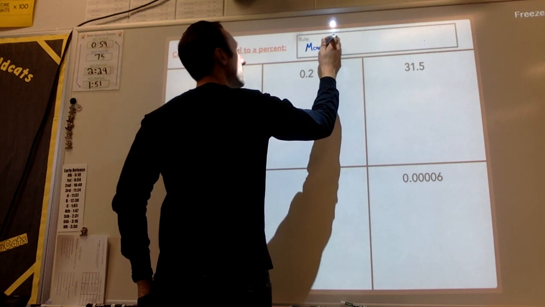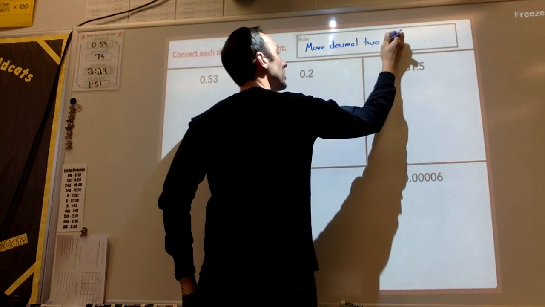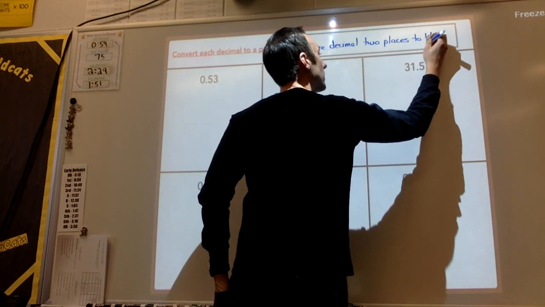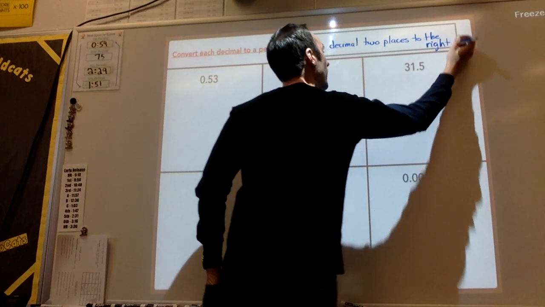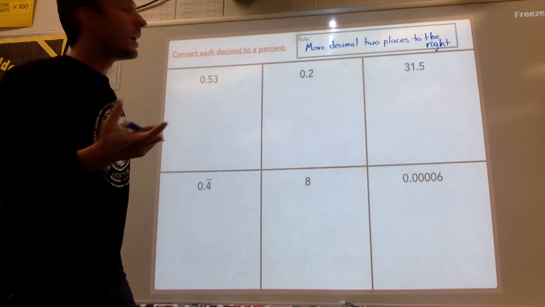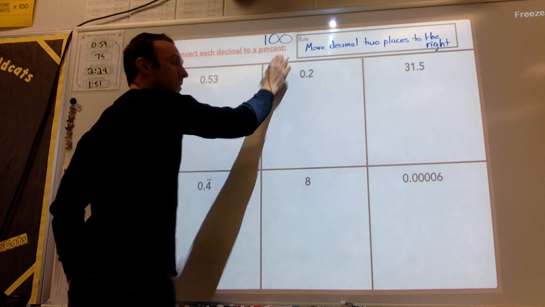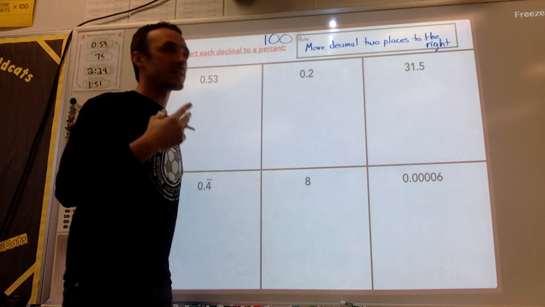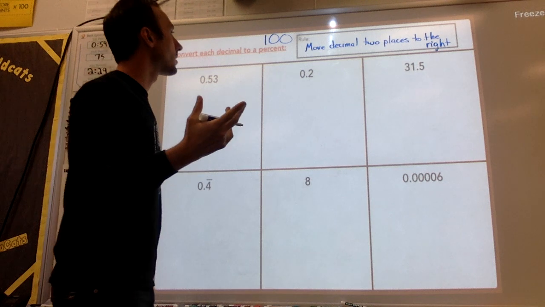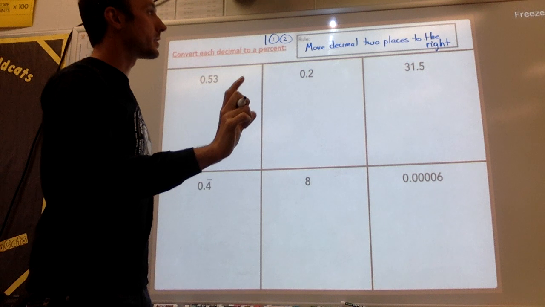Move the decimal 2 places to the right. And the reason we do that is percent, we'll learn more about it later, comes from Latin to mean out of 100. Think of the word cent: it's 100 cents in a dollar, 100 years in a century. And how many zeros does the number 100 have? It has 2 zeros. So we're always going to move it 2 places to the right.